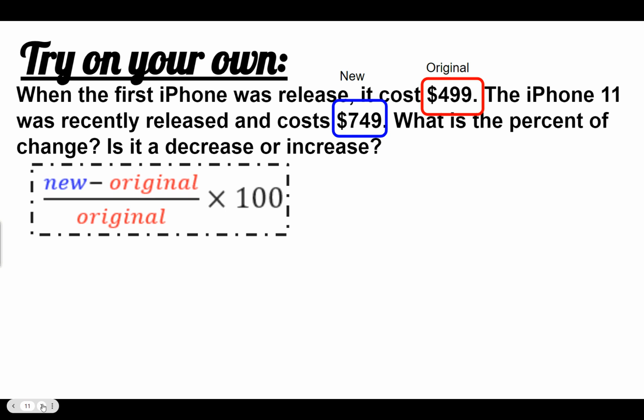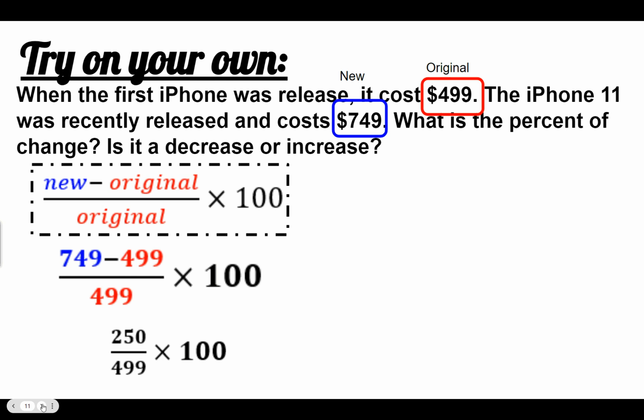We're going to write down our formula. New minus old, or original, divided by original, times 100. And we're going to fill it in with our numbers. So $749 minus $499 all over $499 times 100. $749 minus $499, we're going to do in our calculator first. That gives us 250. Now we'll go ahead and do 250 divided by $499 in our calculator.